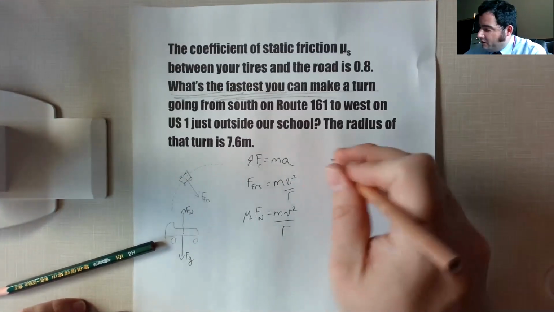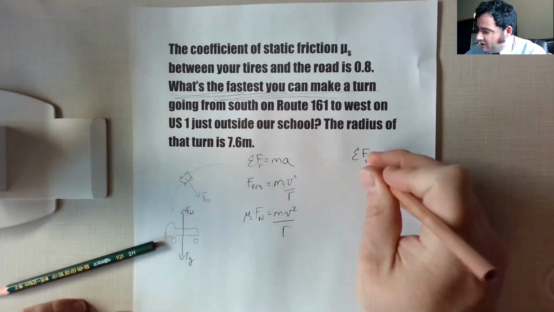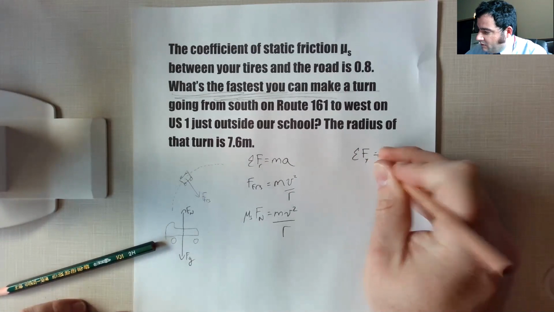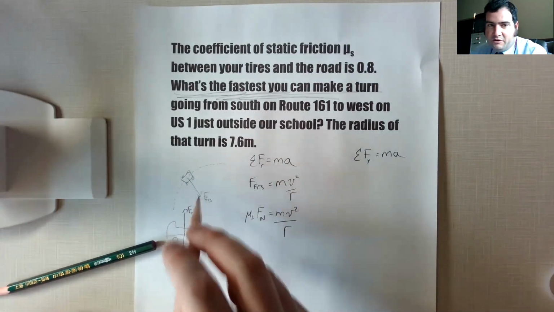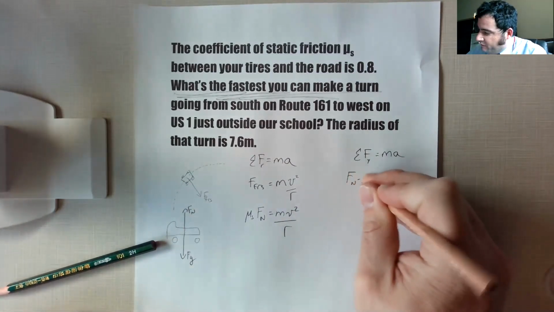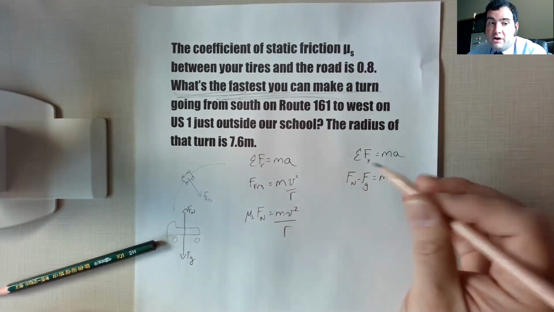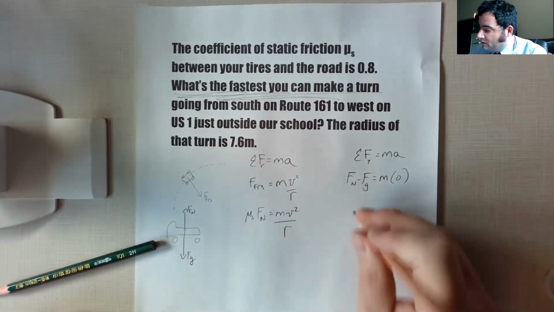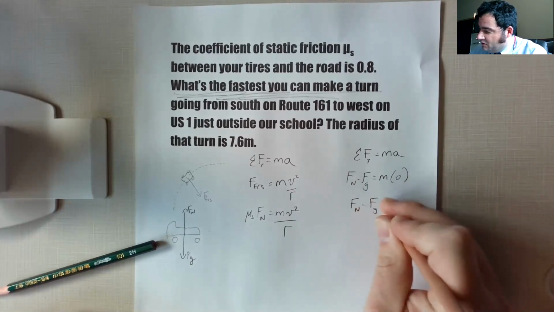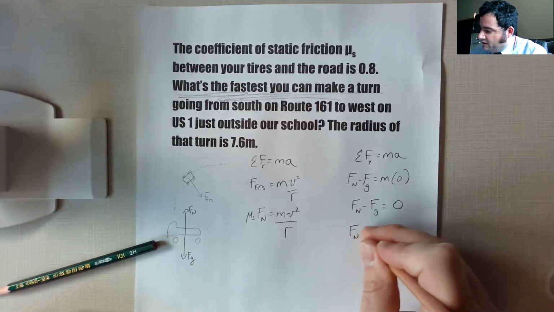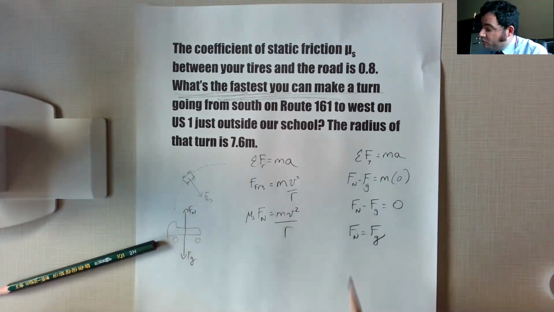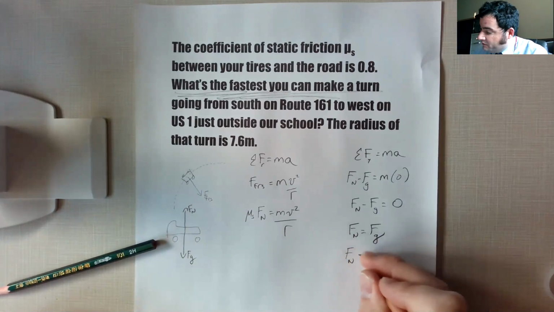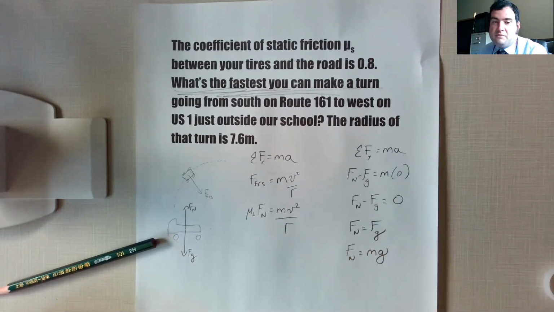So if we do sigma F along the y-axis, and sometimes this is actually called the z-axis for straight up and down, it doesn't really matter. It's clearly perpendicular to the radius. We have our usual F_n minus F_g, and we don't have any up-down acceleration. So F_n minus F_g is 0, and F_n is equal to F_g. We now actually are on the verge of solving the problem because we know that the force of gravity, we do have an equation for that. It's mass times 9.8, or mg.